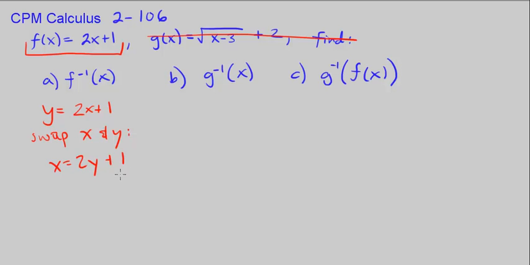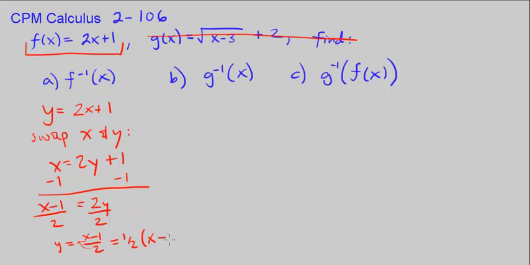Then we solve for y. We subtract 1 from both sides, and we get 2y equals x minus 1. We divide both sides by 2, and we get y is equal to x minus 1 divided by 2. We could write that as 1/2 x minus 1. And this is how we answer part A: the inverse of f is 1/2 times x minus 1.